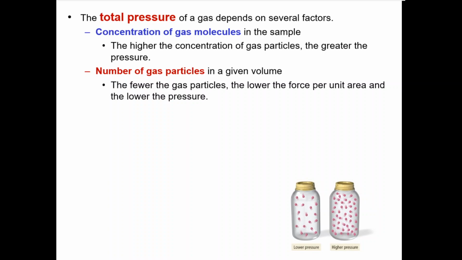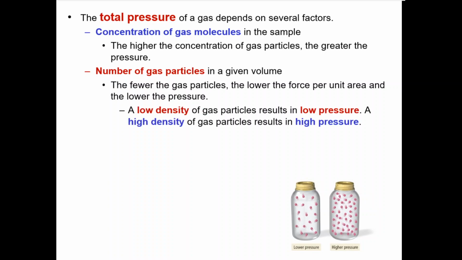Okay, then we have the number of gas particles. So this kind of goes back to number 1. They're not exactly the same, but they're a similar idea. Concentration is how many gas particles I have per so much container, and the number of gas particles is how many I have in the container. So they're similar ideas, but of course the higher the concentration and the higher the number of gas particles, the more pressure they can exert.